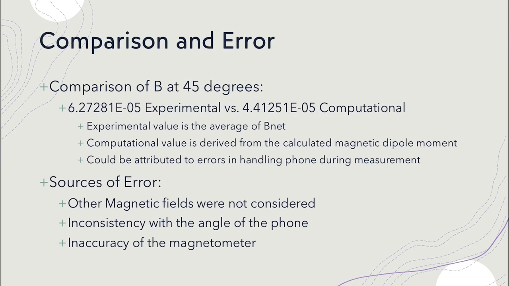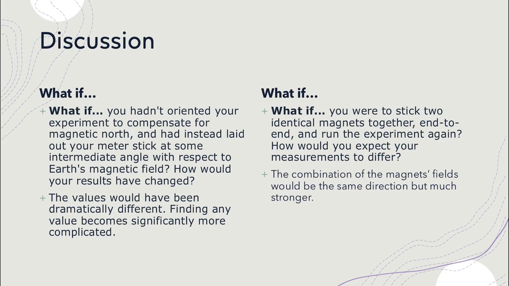Some sources of error that could have contributed to this are the presence of other magnetic fields, which we did not consider. There was also probably some inconsistency with the angle of the phone, because we didn't always have it at the exact angle it needed to be. And the final potential source of error is that there could have been some inaccuracy and inconsistency with the magnetometer.